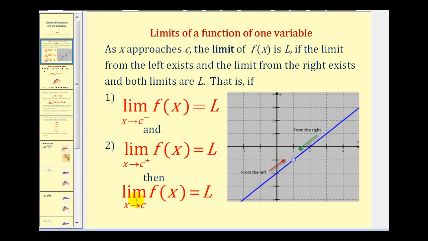If we want to consider the limit of f of x as x approaches c, it's equal to L only if the limit from the left and right of c also equal L. So it was important that we had to consider the limit from both sides to determine if the limit exists.